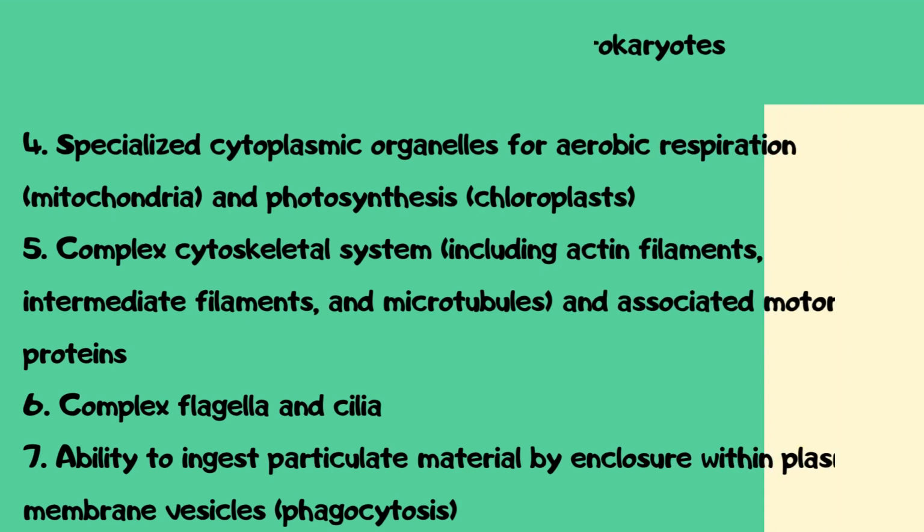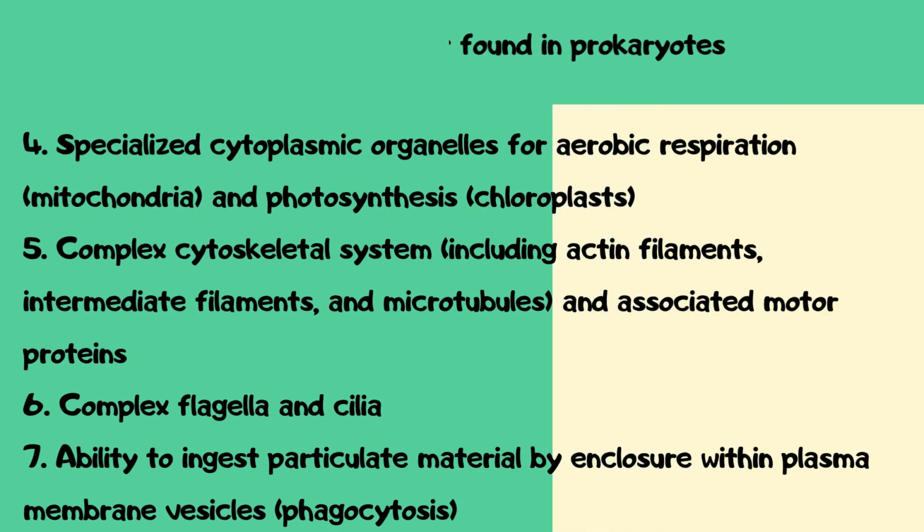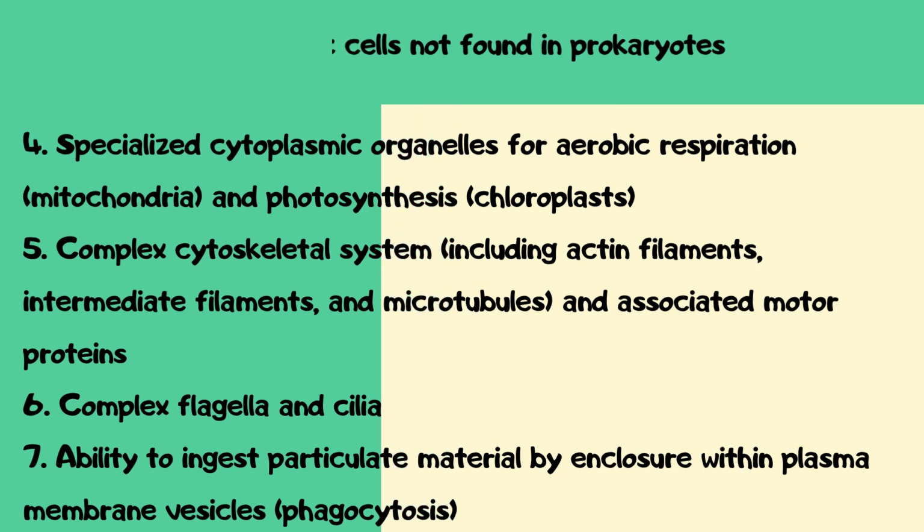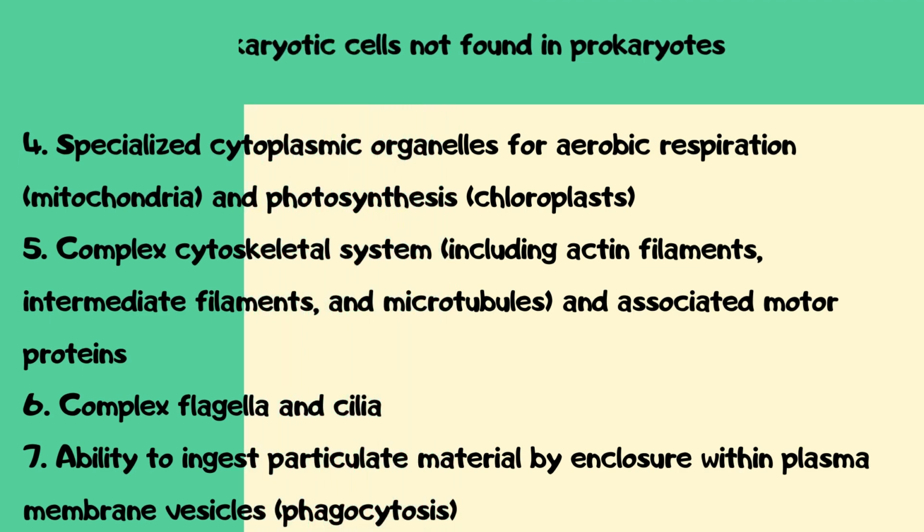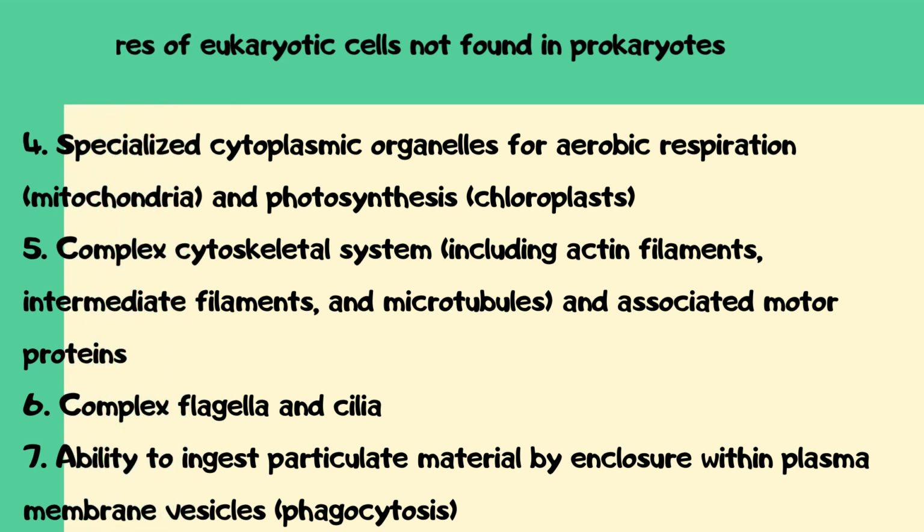Number 4. Specialized cytoplasmic organelles for aerobic respiration include the mitochondria, and for photosynthesis, the chloroplast. Number 5. Complex cytoskeletal system including the actin filament, intermediate filament, and microtubule that are associated with the motor proteins. Number 6. Complex flagella and cilia are present in the eukaryotic cells. And number 7. The ability to ingest particular materials by enclosure between the plasma membrane or vesicle during the phagocytosis mechanism.